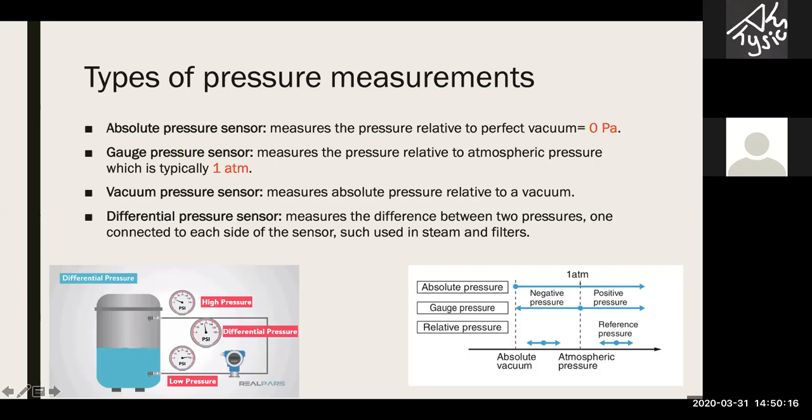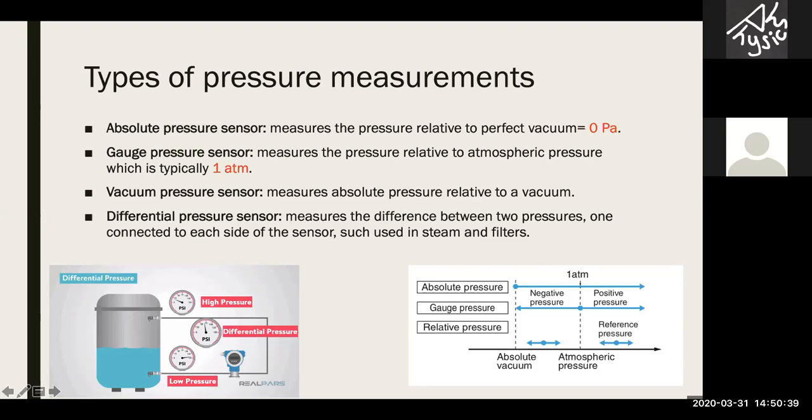We have the vacuum pressure sensor, which measures absolute pressure relative to a vacuum. And here it's not the vacuum, it's not 0 Pascal, but it is a known reference pressure. If it exceeds that reference value, then it is positive. If it descends below it, then it is negative.